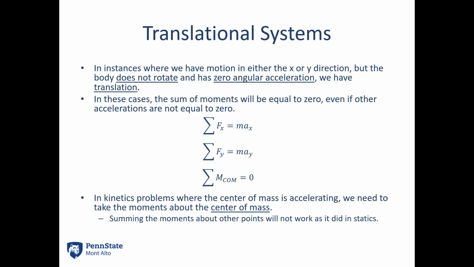In rigid body kinetics problems, it's important that the accelerations are all about the center of mass. So when I say ax, I'm talking about the acceleration of that center of mass point. When I talk about ay, I'm talking about the acceleration of that center of mass point. And my moments all need to be about the center of mass. Summing the moments about other points is not going to work as it did in statics.